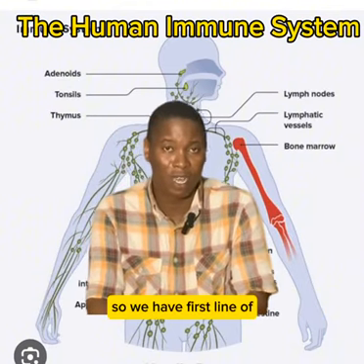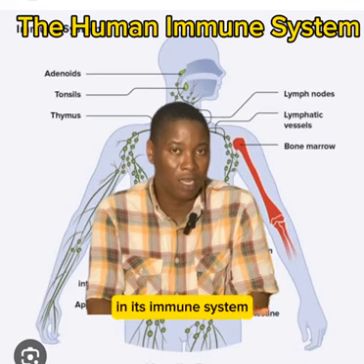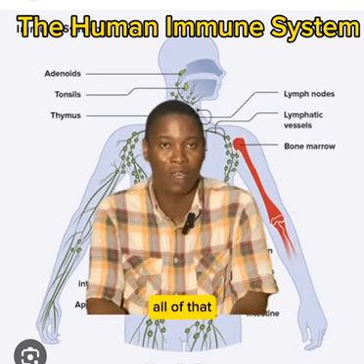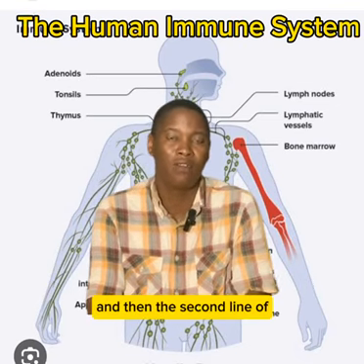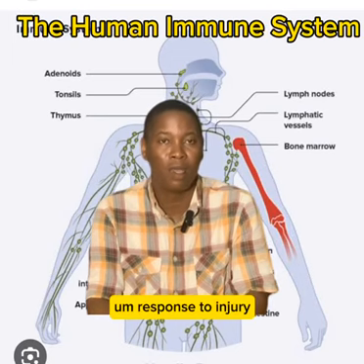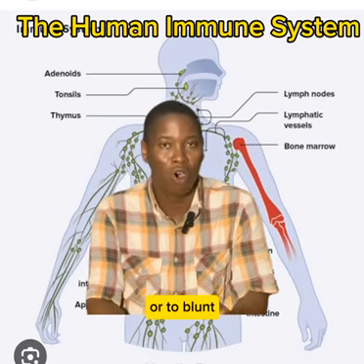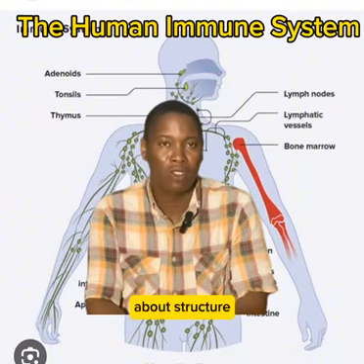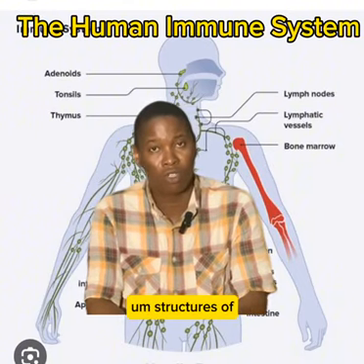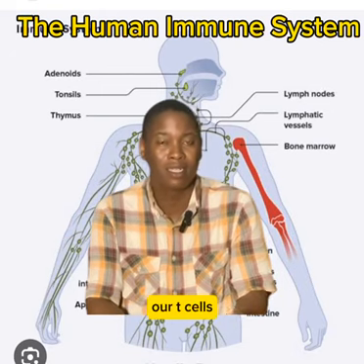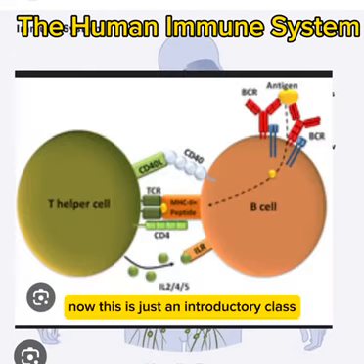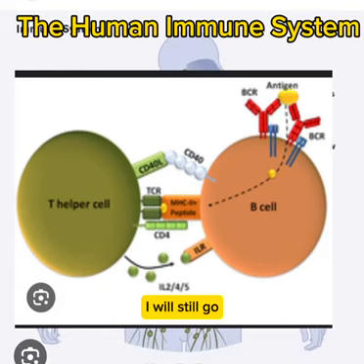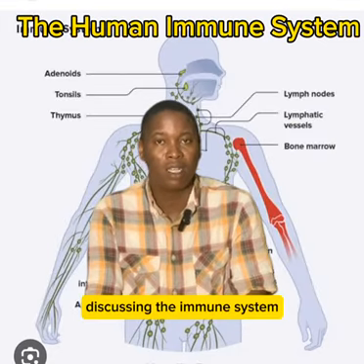So we have the first line of defense being the innate immune system, the skin, and all of that we've discussed, and then the second line of defense being the inflammatory response to injury or blunt force trauma. The third line of defense talks about structures of the immune system which include our T cells and our B cells. Now, this is just an introductory class. I will still go into deeper detail discussing the immune system.